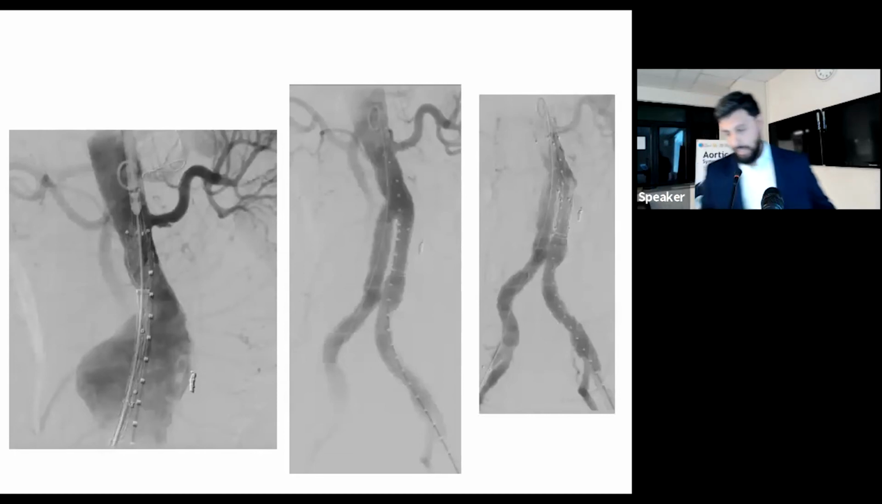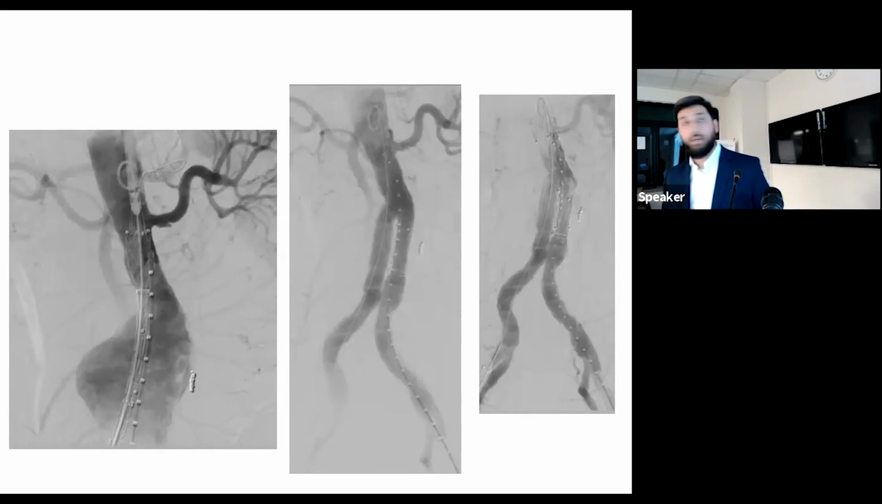You can see the markers at the top of the graft here, and you can see the crown at the top. This is a suprarenal fixation device, and this is where the covered stent starts. So you don't want your markers to be above the lowest renal artery.